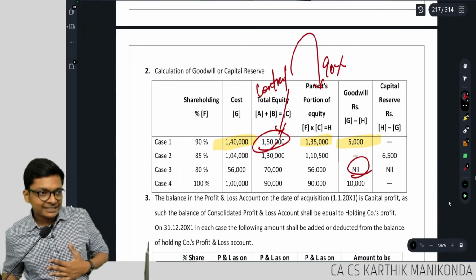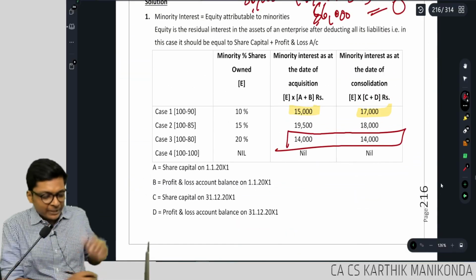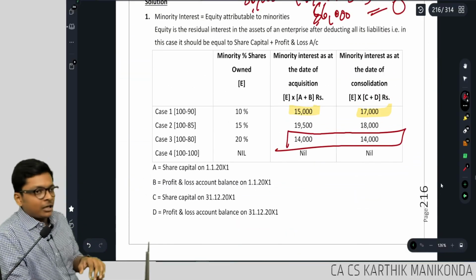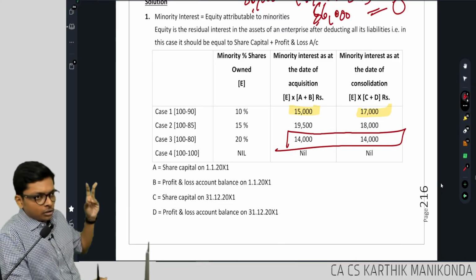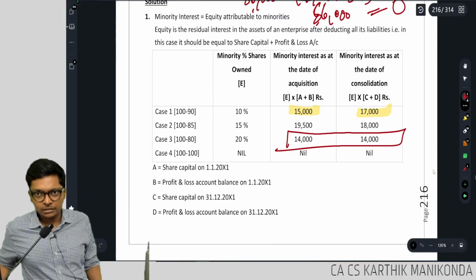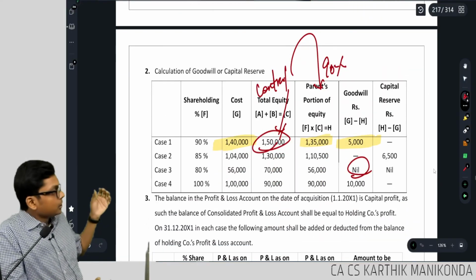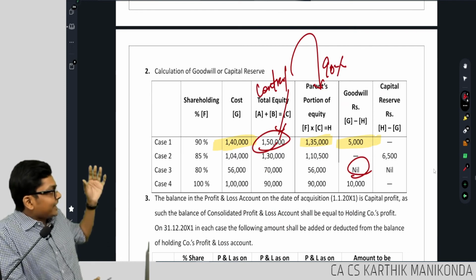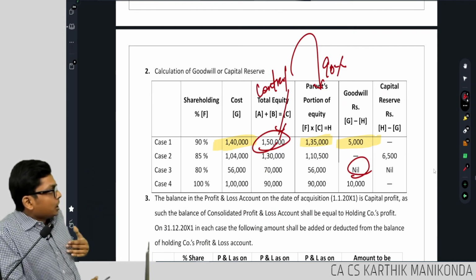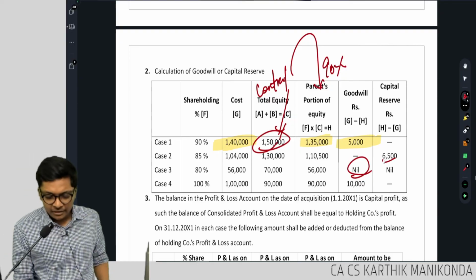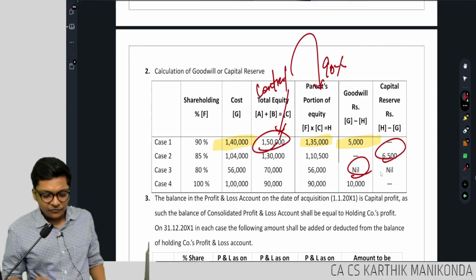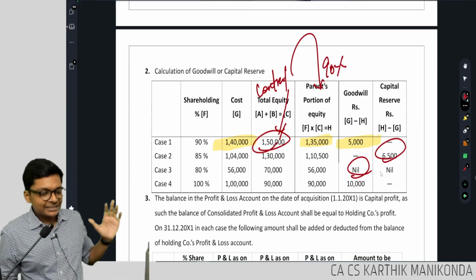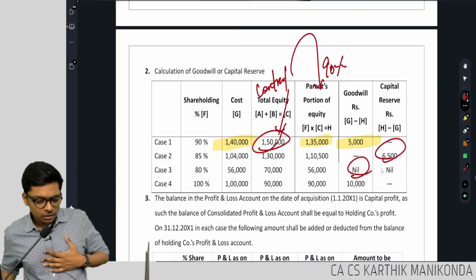Are you following, guys? Quickly cross check your answers. Minority interest in case 1, 2, 3, 4: these are the answers. Same way here, goodwill or capital reserve in case 1, 2, 3, 4. Only case 2 has capital reserve, case 3 is nil, case 4 is goodwill. These are the answers. I hope you cross check.